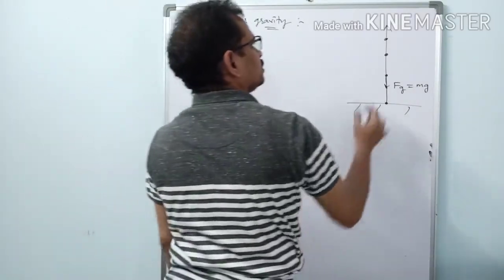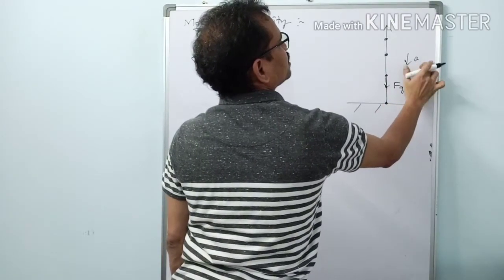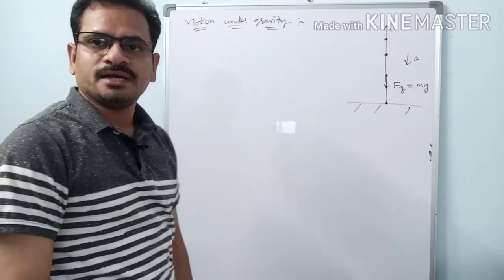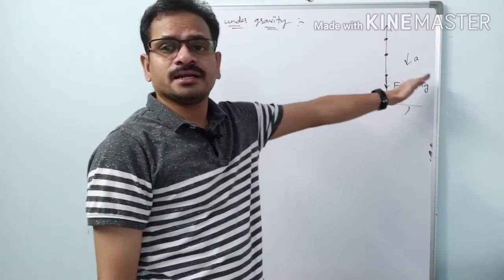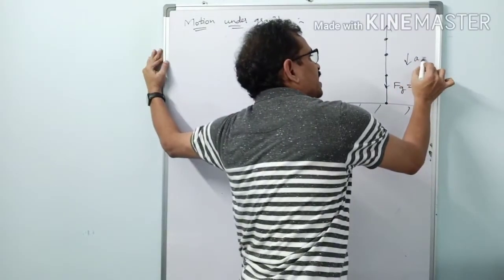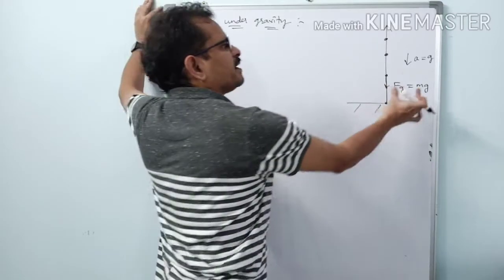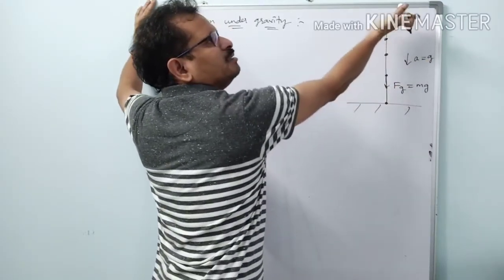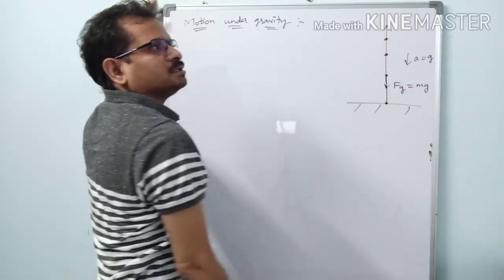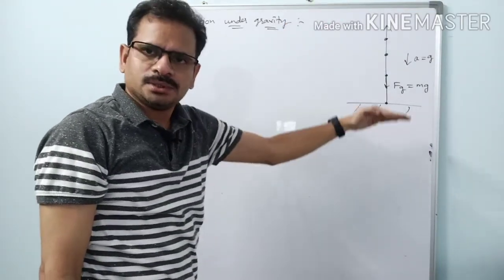So what does it mean? In this direction the body is having acceleration. Since the acceleration is due to Earth's gravitational force, we designate this as the symbol g. In which direction will g be? g will always be in the downward direction. If a body is moving up, what is the direction of g? Downwards.